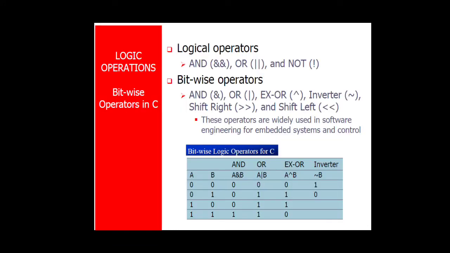Next we have logical operators and bitwise operators in C. We know about the logical operators AND, OR and NOT, and bitwise operators are single AND, OR, XOR, inverter, right shift and left shift. And this is the table which gives you the result of various operations on a pair of inputs.